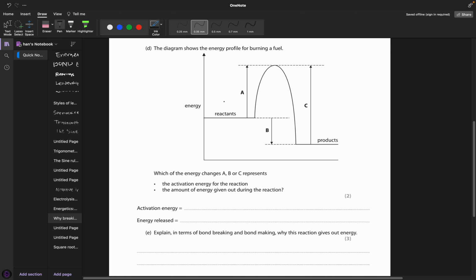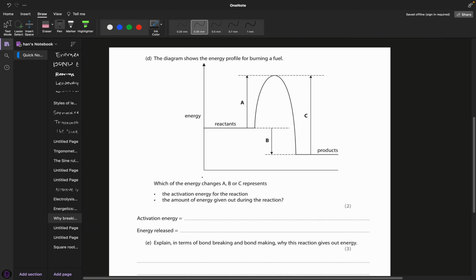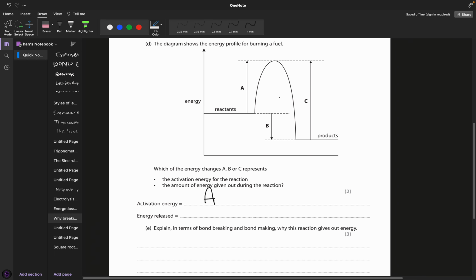Okay, this is a reaction profile diagram, an energy profile. Which of the energy changes, A, B, or C, represents the activation energy for the reaction? You can instantly know this is an exothermic reaction because the products have less energy than the reactants, so it's releasing energy. The activation energy, the energy needed to start off the reaction, is going to be A. It's not C because that's the total energy being released, and B is the energy released minus the activation energy. So A is the activation energy.